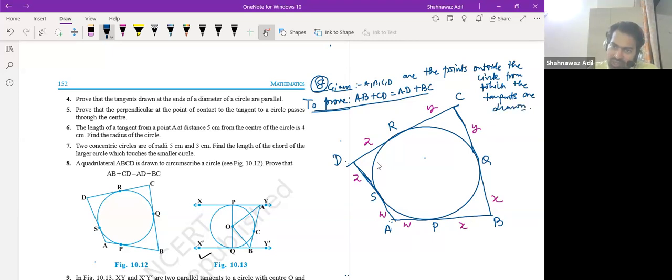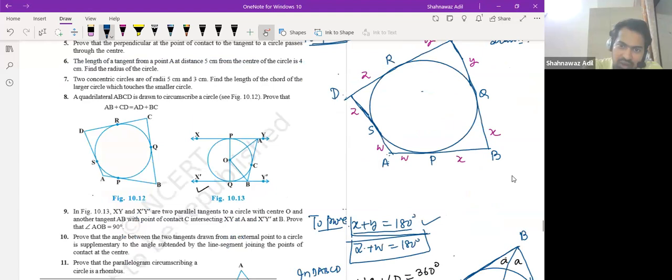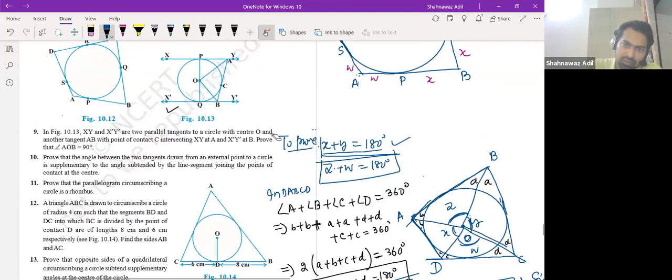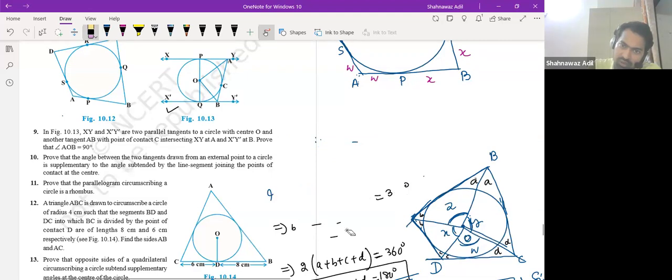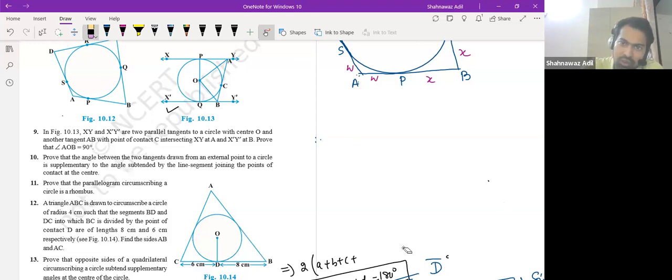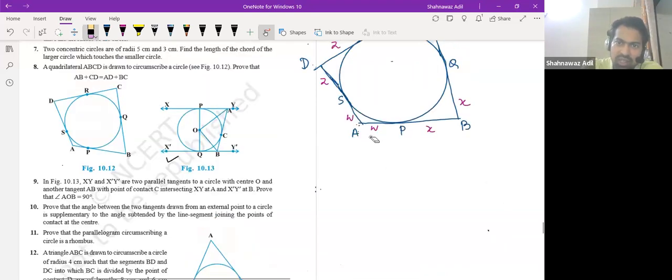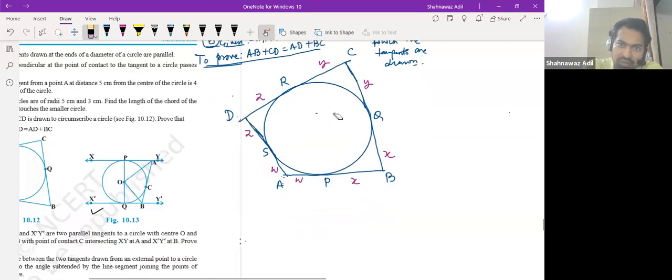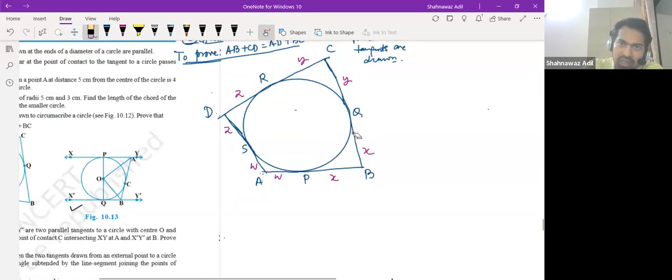Okay, we could have written the arguments tr equal to ts or something like that. But let's just write these two. So now we have to find out AB plus CD, right? Let us find out that.